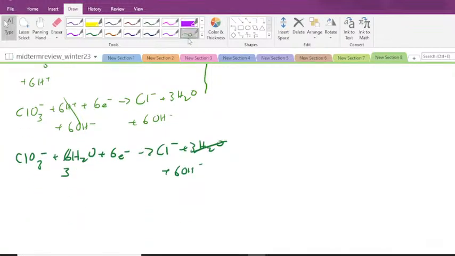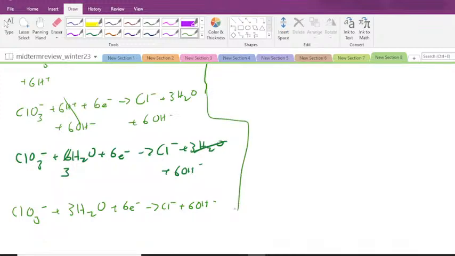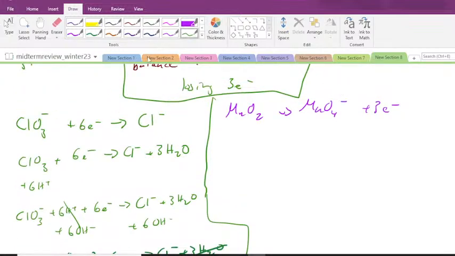And maybe let me rewrite it one more time. So then do we get this for our chlorine side? Everyone end up with this part? All right, so then we'll pause here on this one. Now let's do our manganese.